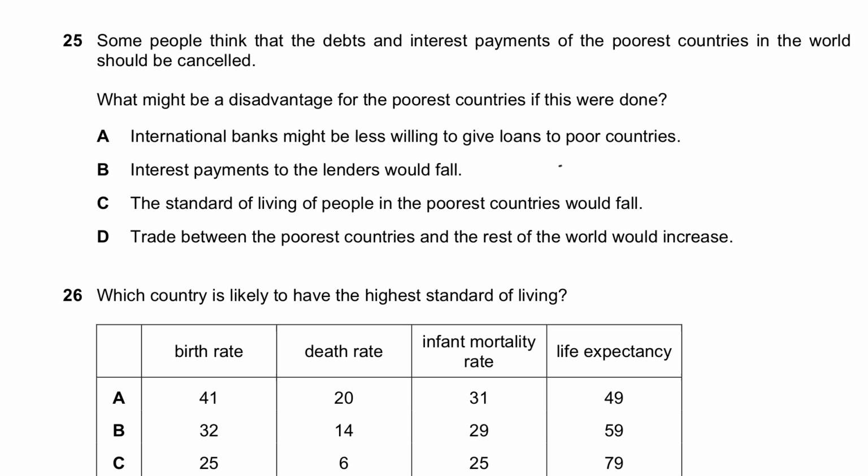But the downside of this is that in the future, if they plan to raise money or loans from anyone, no one will be willing to give it to them, primarily because they have a reputation of not giving the money back. So the right answer would be A. International banks might be less willing to give loans to poor countries because they would feel that if this money was given, the poor countries may not return it and these loans will also get cancelled or forgiven. Hence, A is the right answer.